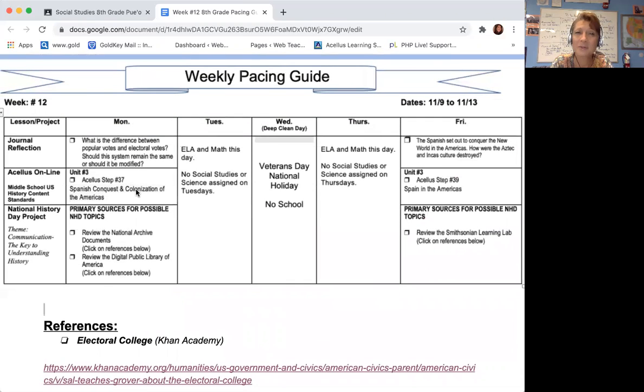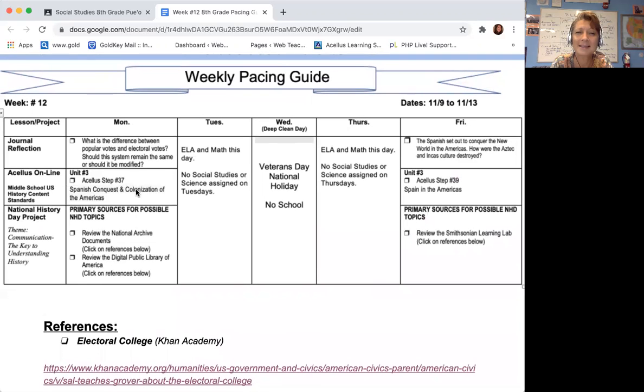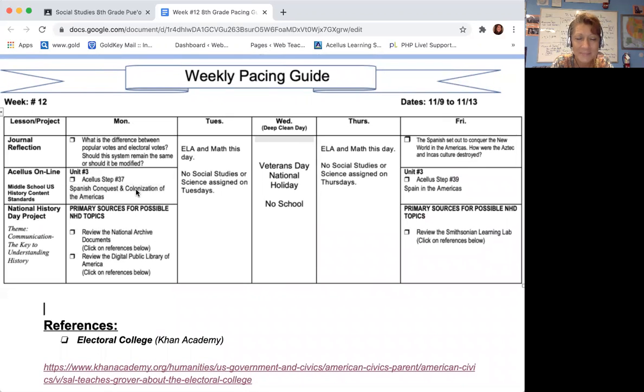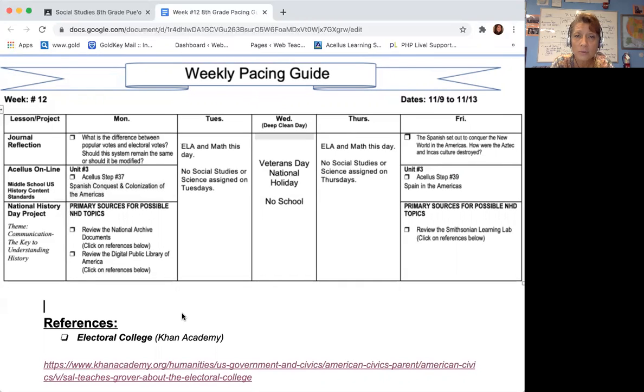Next, the second bullet is Unit 3, Acellus. We're on step 37. We're learning about the Spanish conquest and the colonization of the Americas. And you will see how Spain had sent out certain conquistadors and they ended up overcoming the Aztecs and the Incas. They were looking for gold. You'll see how they were looking for glory and how they were able to create colonies at that time, the 1500 era.